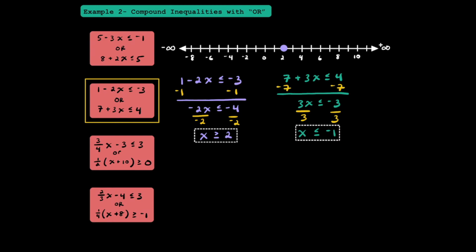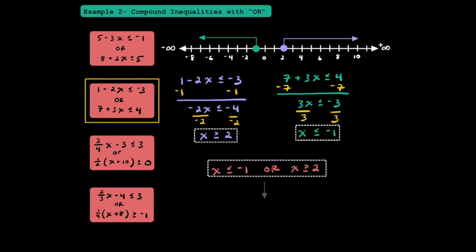Let's start off by putting a closed circle on 2, and drawing an arrow to the right, and putting a closed circle on negative 1, and drawing an arrow to the left. Our final solution here is going to be x is less than or equal to negative 1, or x is greater than or equal to positive 2. In interval notation, we can say parentheses, negative infinity, comma, negative 1, bracket, union, bracket, 2, comma, infinity.